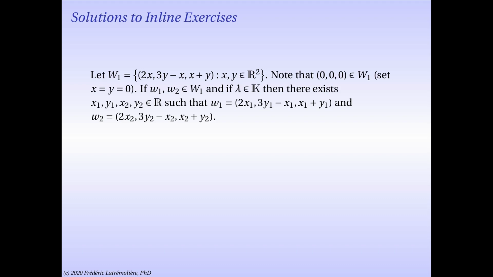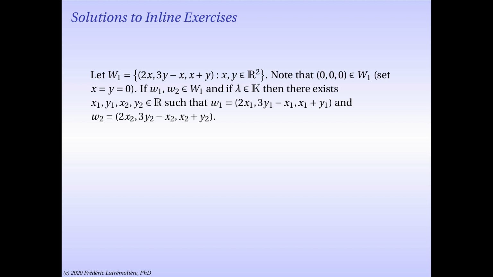But now I want to prove that if I take any two arbitrary vectors in W1 and an arbitrary scalar lambda, then indeed lambda times W1 plus W2 will again be inside the big set W1. That will, by the characterization in the previous slide, allow me to conclude that indeed W1 is a subspace of R3.